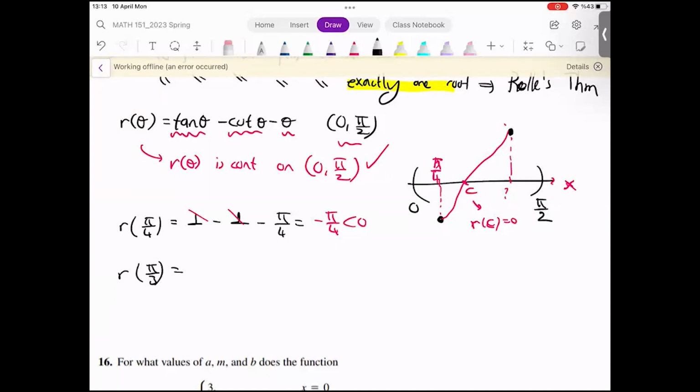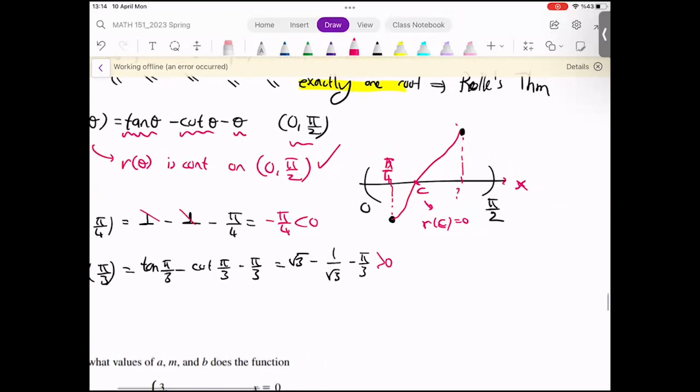Yes, pi over 3. Cotangent, tangent pi over 3 minus cotangent pi over 3 minus pi over 3. So it is kind of like this: square root 3 minus 1 over square root 3 minus pi over 3. And this value is positive. We can discuss why it is positive at the break time, but we have limited time. This is a positive value.